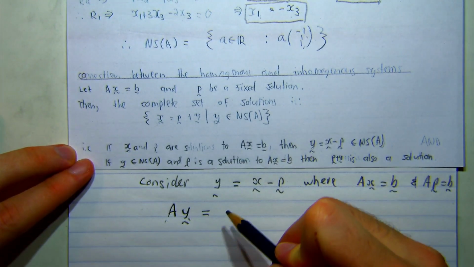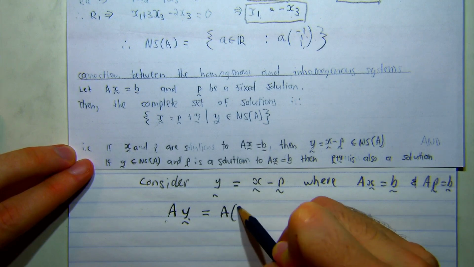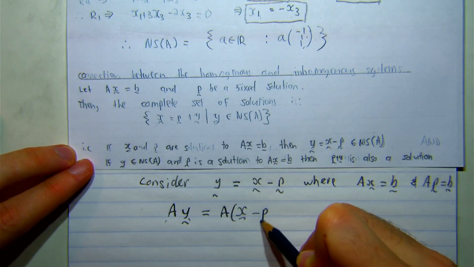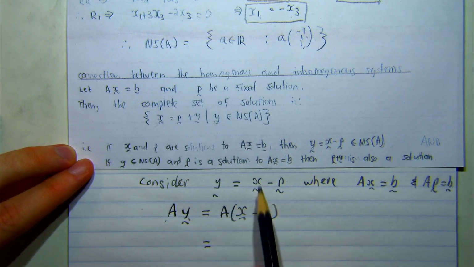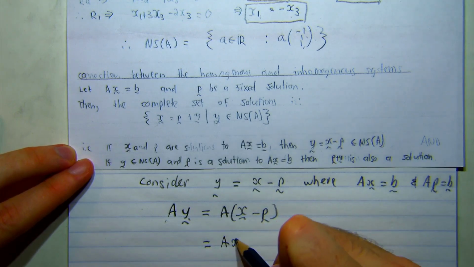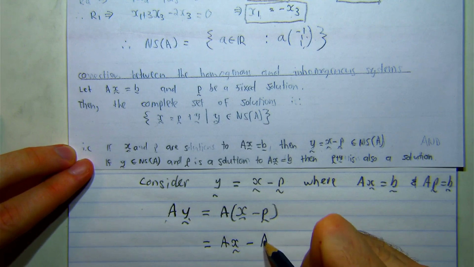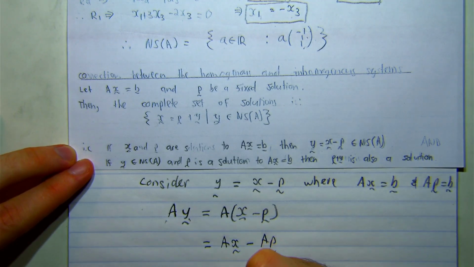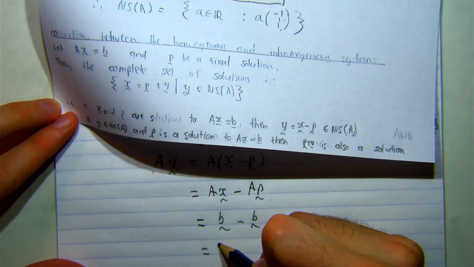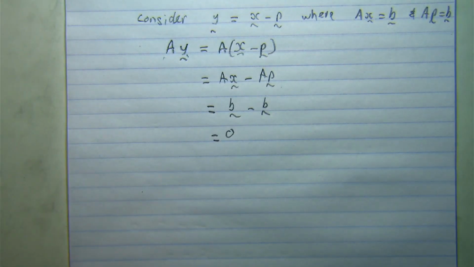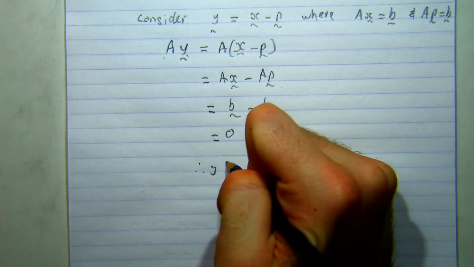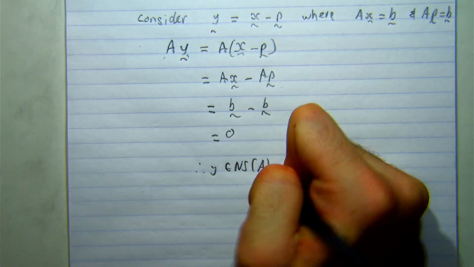So AY is equal to A multiplied by X minus P, and that's because that's what Y is. And expanding this out, we get AX minus AP. And then those are both equal to B. So we get 0. So therefore Y is in the null space of A.